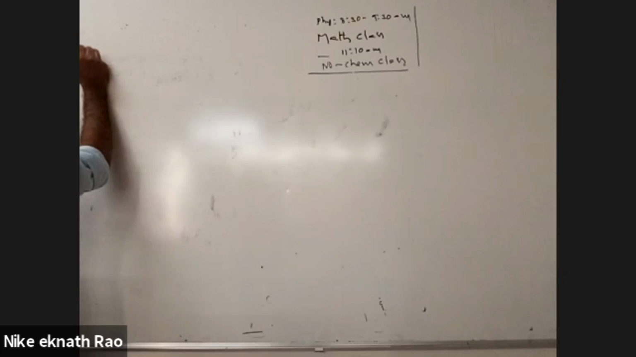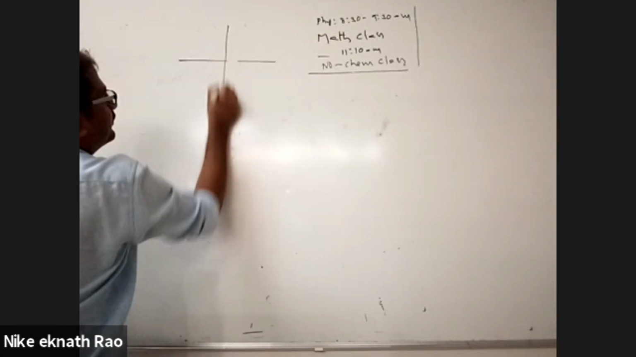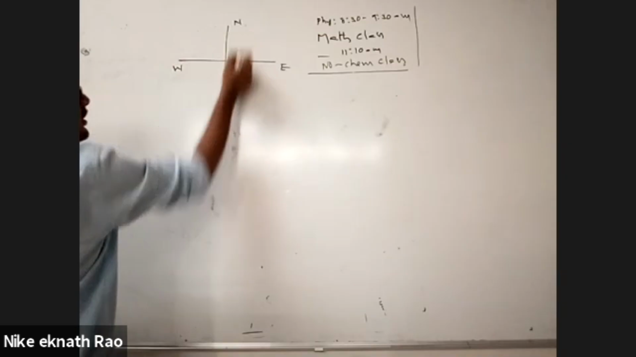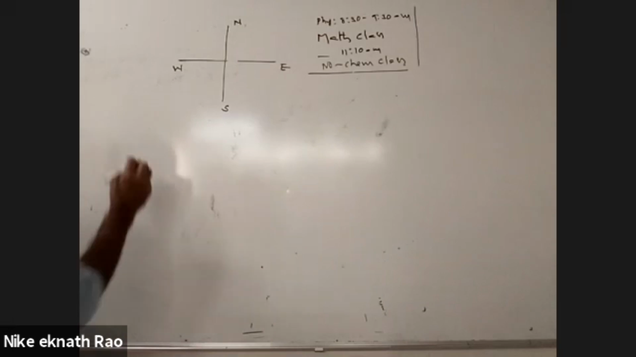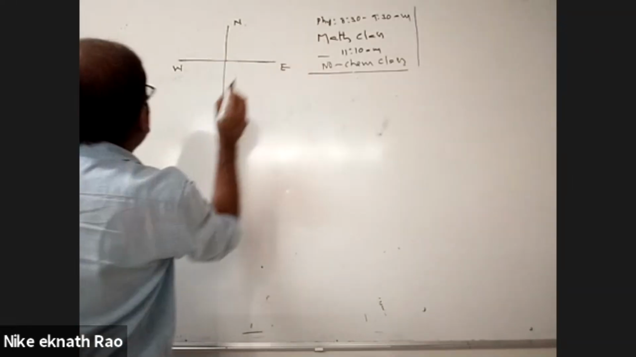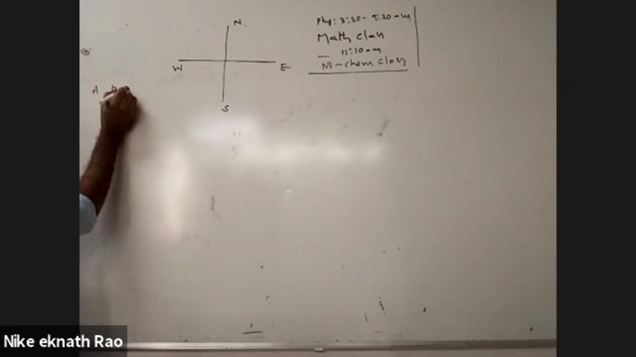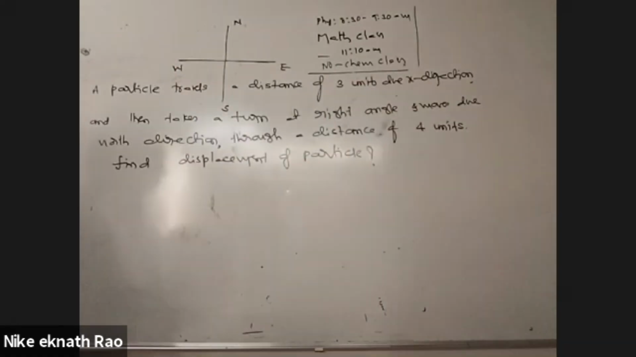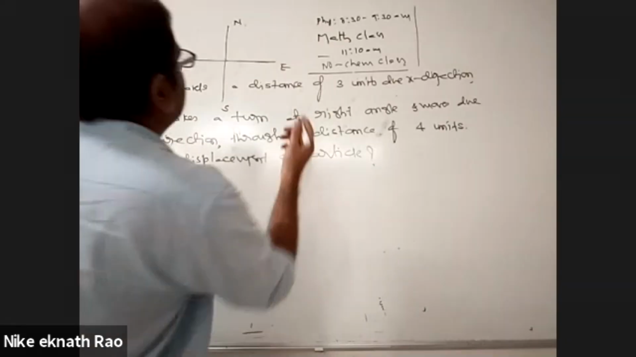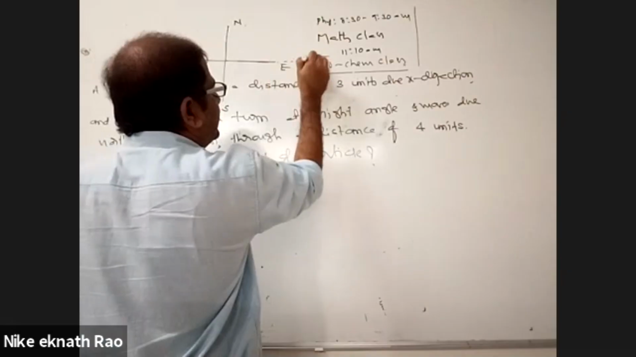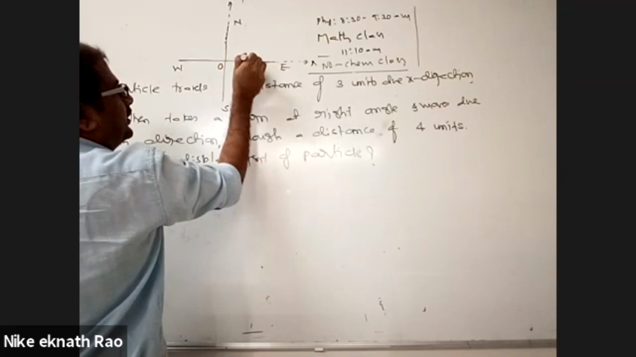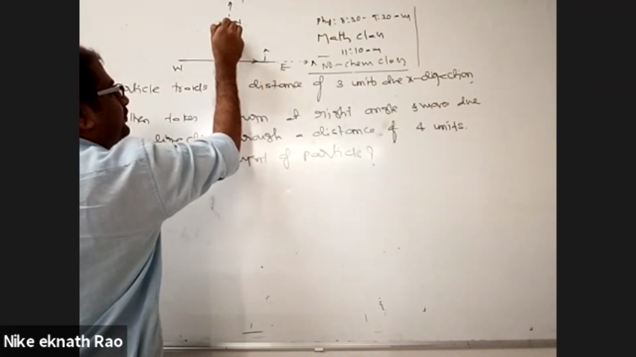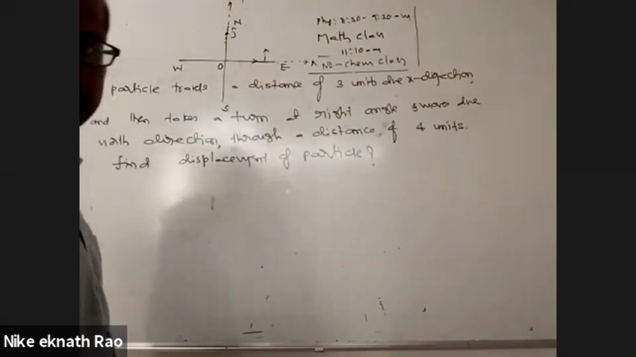Now, everyone knows directions, no? East, west, north, south. NEWS. All directions information. Now a particle travels. Let us take a question. See here, friends, you can assume this east direction as the x-axis, and the perpendicular direction, north, as the y-axis. You can take the unit vector in x direction as i cap, and the unit vector in y direction as what? j cap.